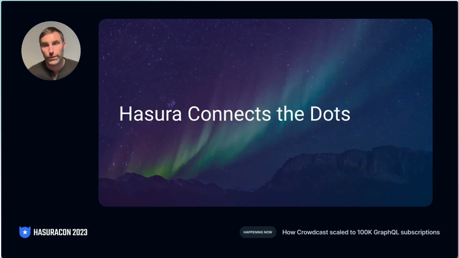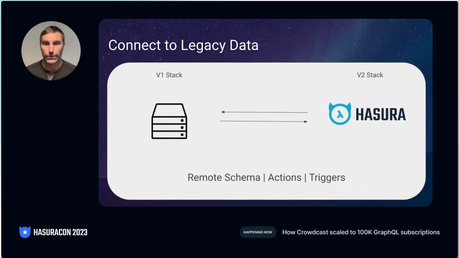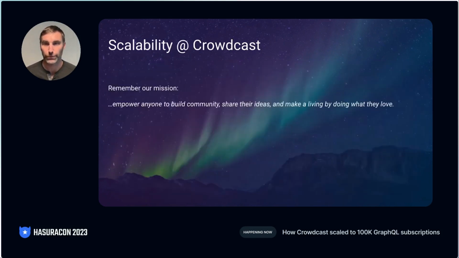When it comes to Hasura, it really connected the dots for us and really helped us achieve those business objectives we mentioned earlier. Specifically, connecting to the legacy data. So we have the V1 stack and the V2 stack here, and using things like remote schema from Hasura allows us to modernize our V1 APIs and really pull data in as we needed it. Actions and triggers helped us keep the two stacks up to date as various data changed or things needed to be updated. So that was very helpful for us.